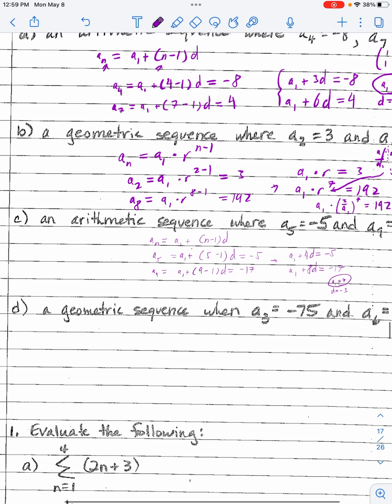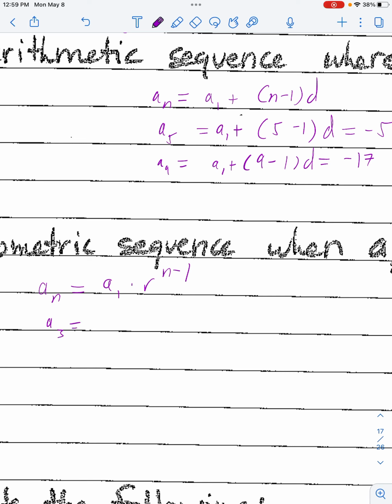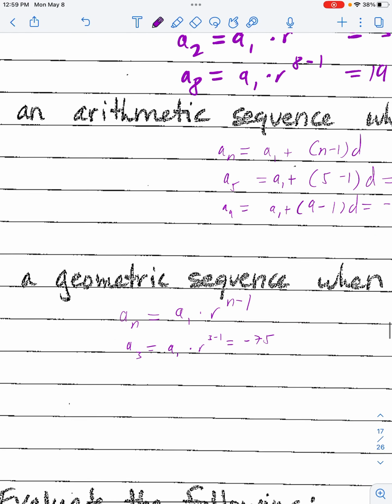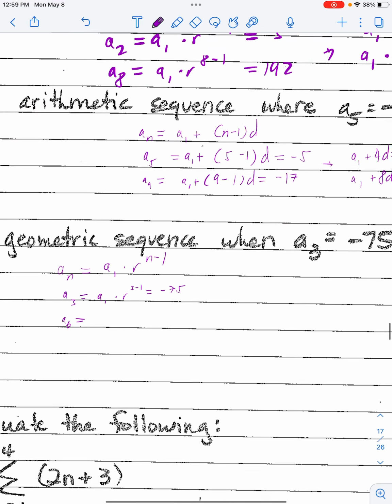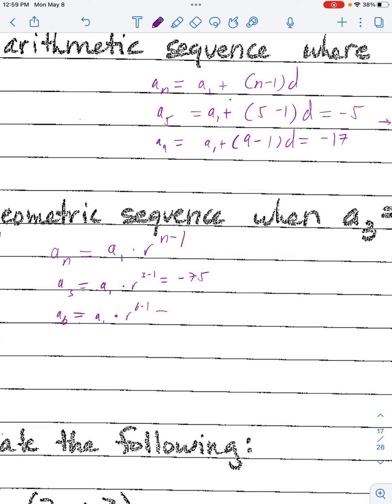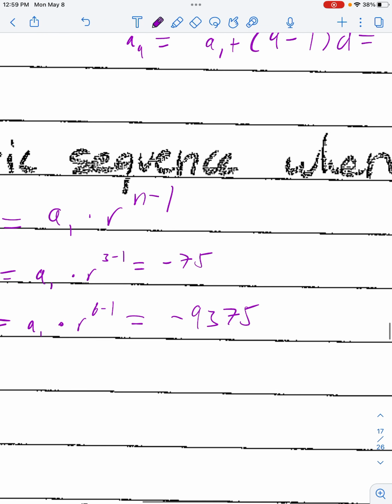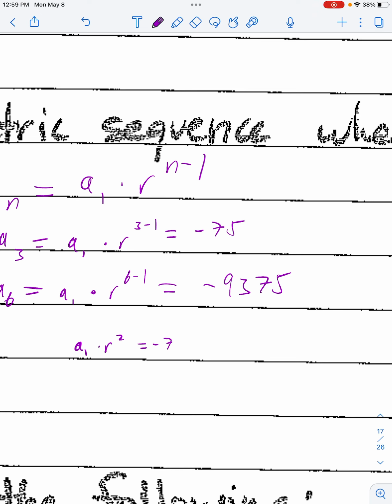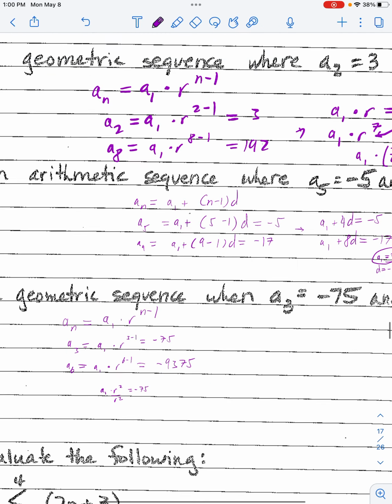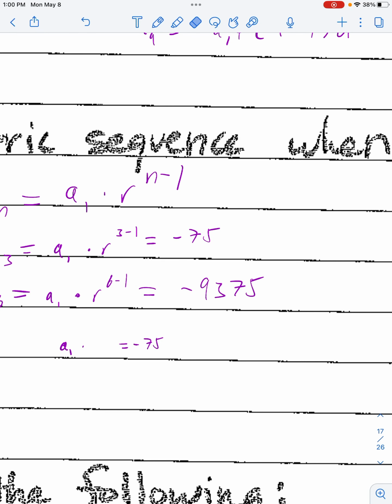All right, same deal. Start with a sub n equals a sub 1 times r to the n minus 1. a sub 3 equals negative 75, and a sub 6 equals negative 9375. Okay, so I'm going to solve this. So I have a sub 1 times r squared equals negative 75. I'm going to divide by a sub 1, sorry. You get r squared equals negative 75 over a sub 1.